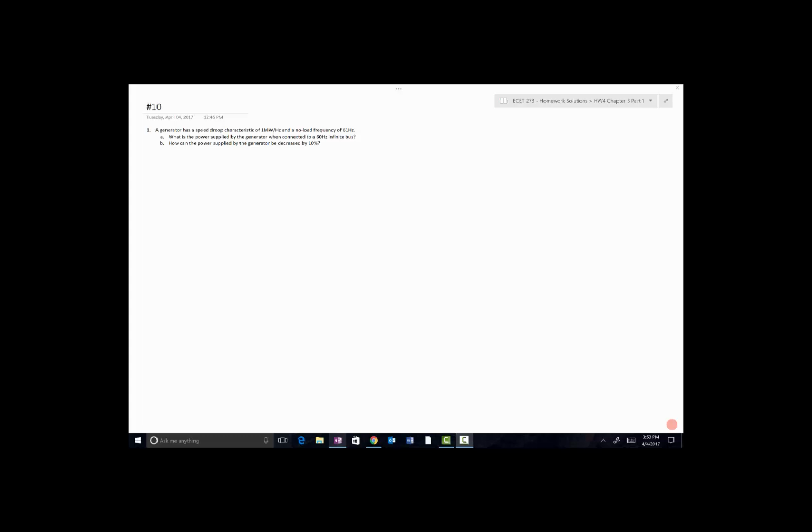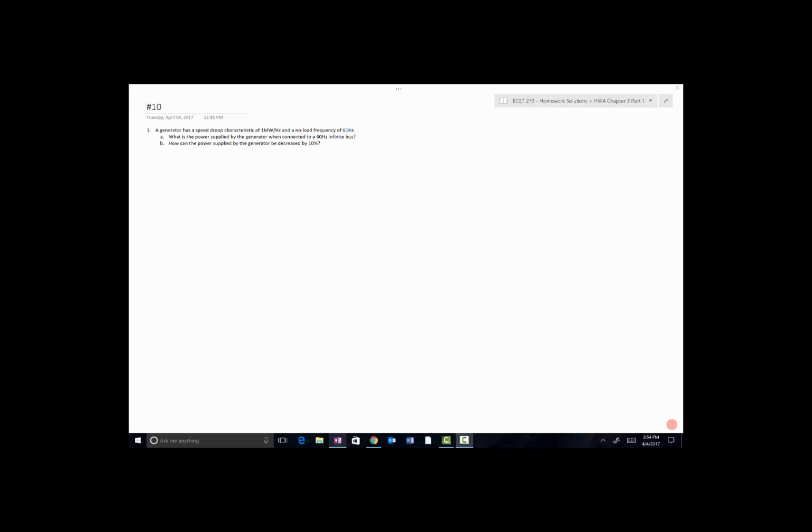Homework solution 4.10. The generator has a speed droop characteristic of 1 megawatt per hertz and a no-load frequency of 61 hertz. What's the power supplied by the generator when connected to a 60 hertz infinite bus? How can the power supplied by the generator be decreased by 10%?